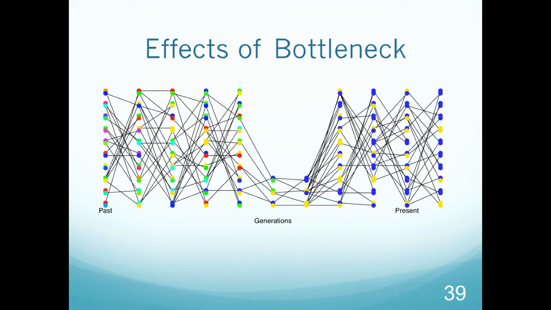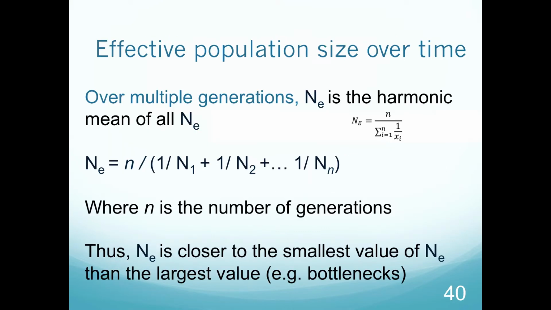Bottlenecks and population size fluctuations also affect effective population size. Over multiple generations, the effective population size is the harmonic mean of the effective population size over time. So effective population size is the number of generations over 1 over the effective population size at time 1, plus 1 over the effective population size at time 2, plus 1 over the effective population size at time 3, etc.